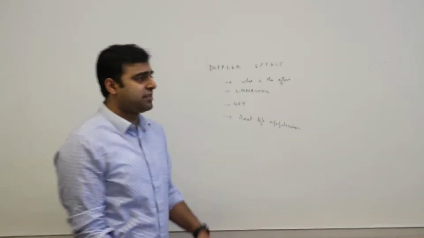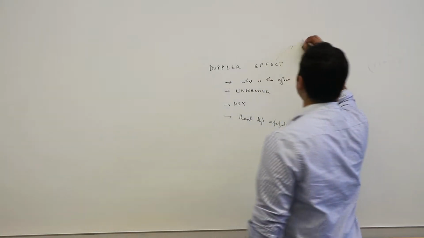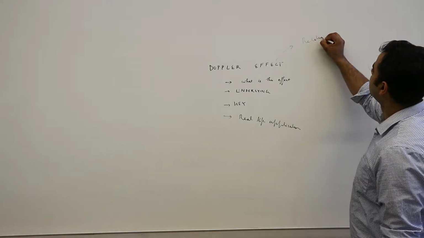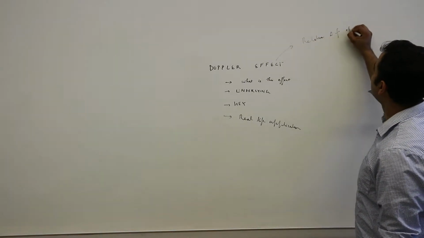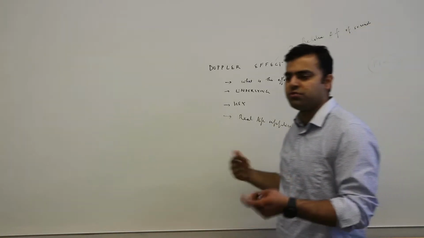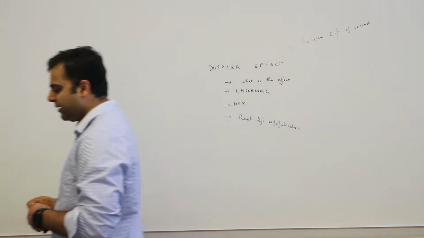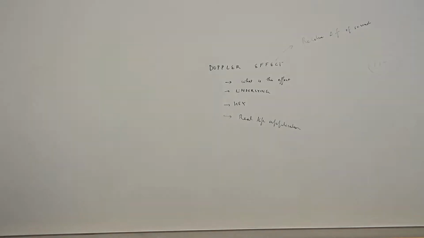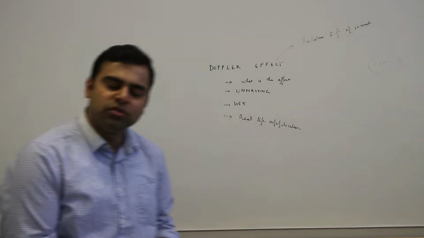So first, what is Doppler's effect? Doppler's effect is a relative change in observed frequency of sound waves due to motion of the source, observer, or both. And to explain this better, I would have to throw some questions at you.